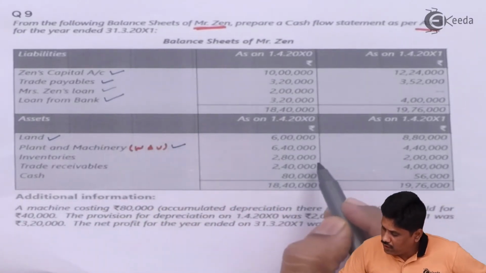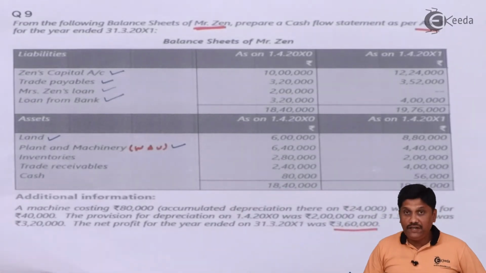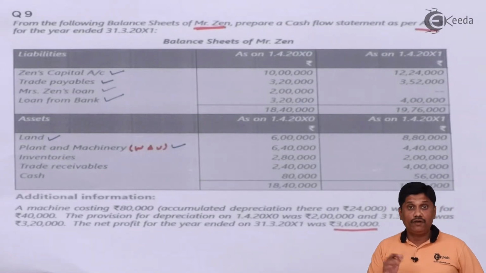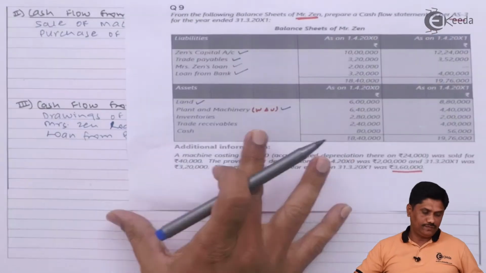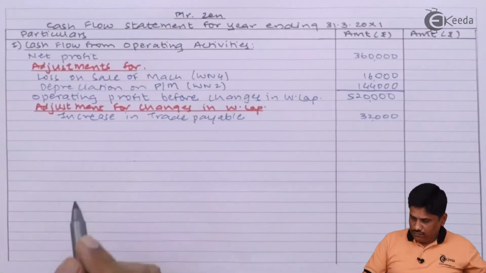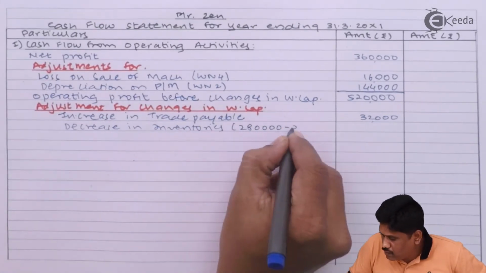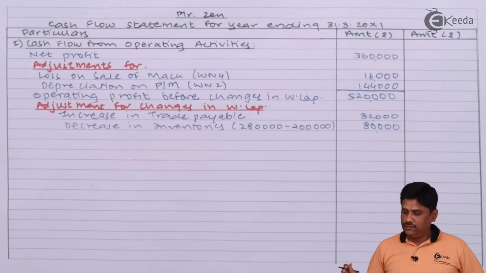Inventory, that is stock, earlier it was 280, now it is 2 lakh, so there is a decrease in inventory. Addition karna padega cash flow mein, which part? Working capital part. Decrease in inventory is 80,000. Addition, because jab bhi stock kam hota hai to cash mein convert ho gaya wo.